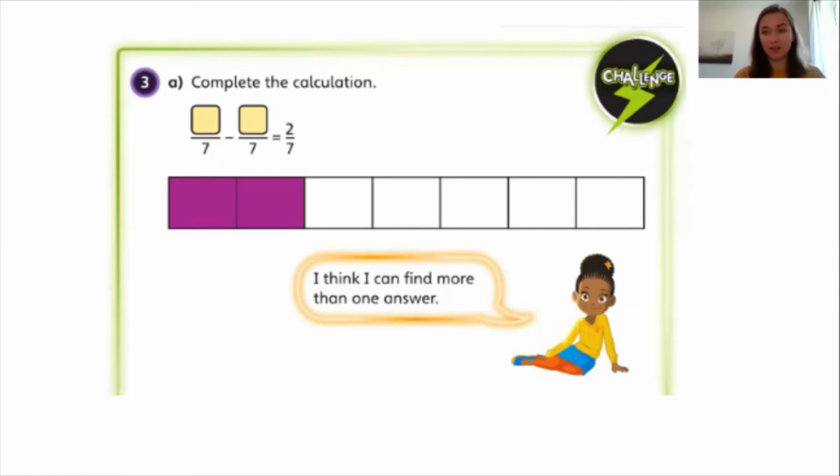There are loads of different answers for this. This is one of those challenge questions where there isn't just one answer that we've got to find. There are lots of different answers. I would like to have a go at working systematically. That means in a pattern or with an order. I might start off by saying I start with 3 sevenths. Now I know to get back to 2 sevenths, I'll need to take that one away. So 3 sevenths, take away 1 seventh, leaves me with 2 sevenths.